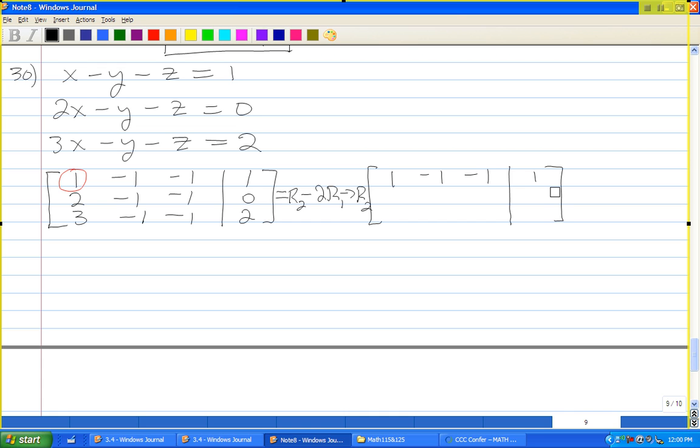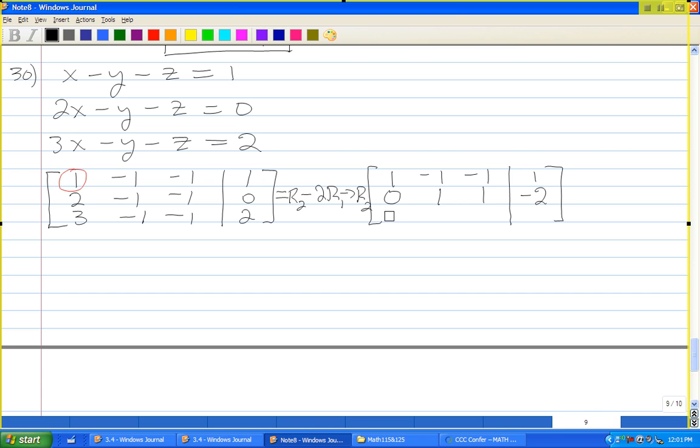So let's do that. 2 plus negative 2 times 1, 2 minus 2 is 0. Negative 2 times negative 1 is a positive 2, minus 1 is 1. Negative 2 times negative 1 is a positive 2, minus 1 is 1. 0 minus 2 times 1 is negative 2.